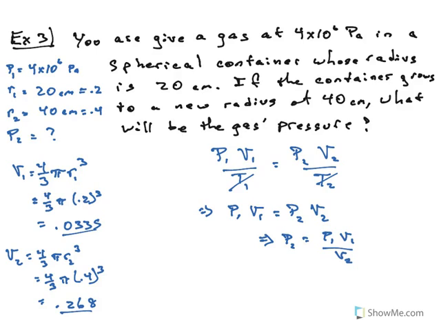I have the original pressure, I have the two different volumes, now I can solve my problem. So P2 equals P1, 4 times 10 to the 6th, times V1, 0.0335, divided by V2, 0.268, and that gives us 5 times 10 to the 5th. 500,000.